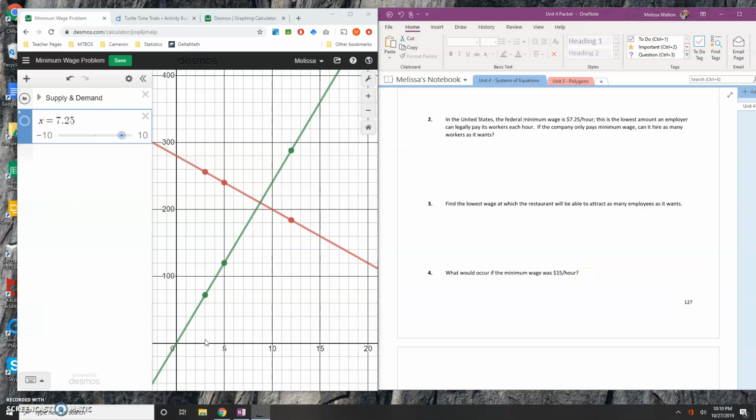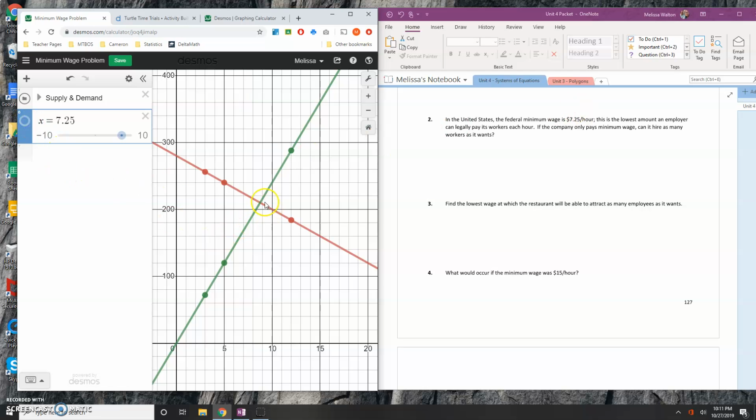All right, first question, how do you analyze what is going on at $7.25 an hour? This is our minimum wage at the federal level. So $7.25 an hour, let's see what's going on here. First off, $7.25 an hour will bring in 174 applicants, 174 people who would want that job. However, the company would want to hire 222 people at $7.25 an hour. So unfortunately for this company, $7.25 is not going to bring in as many workers as it would like.